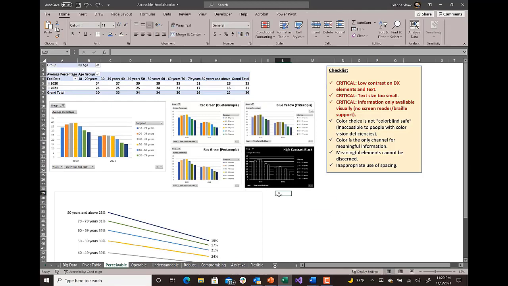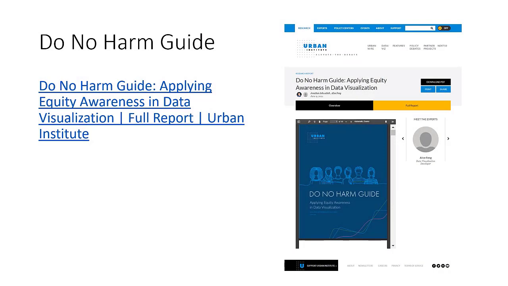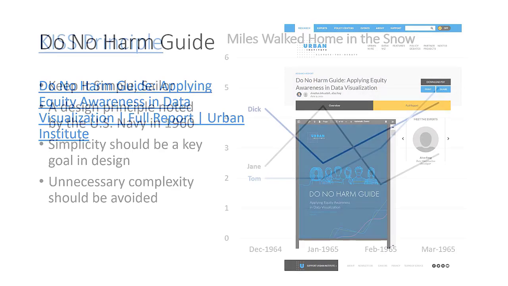You just want to be mindful that not everybody has the same sensory experience. Accessibility is also about inclusivity. So to help you learn more about that, I've included a link here to the Do No Harm guide from the Urban Institute, and it specifically addresses things like racism in data visualization.